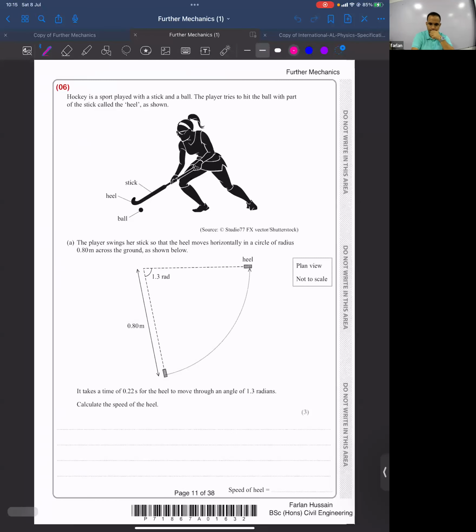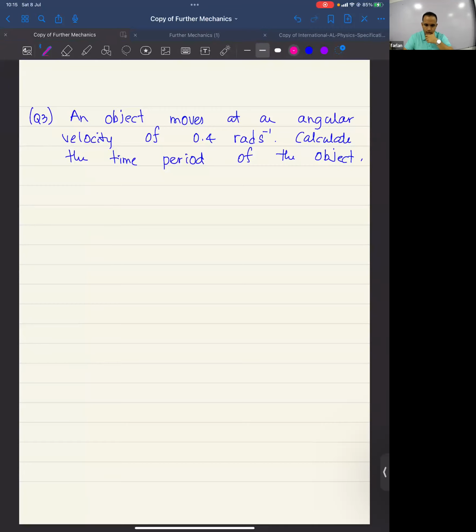So do you have to give the answer in pi or in decimals? Time period, no, give it in decimals. So it will be 15.7. Omega equals 2 pi over T, right? Angular velocity is 0.4. 2 pi over the time period, capital T, is what we have to find. So capital T equals 2 pi over 0.4. That is 15.7.